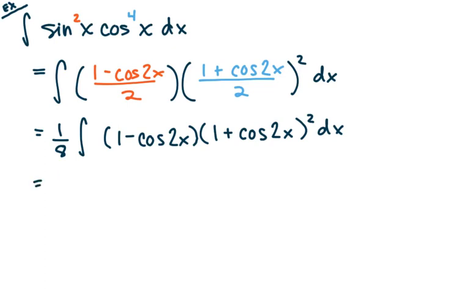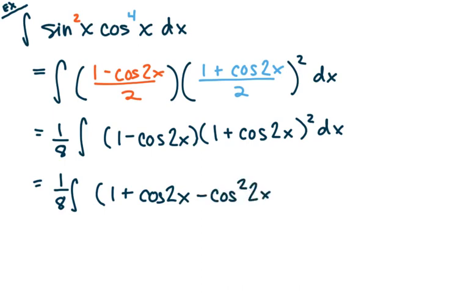With some repeated multiplication, that gives me 1/8, multiplying all of that out, I'm going to skip that step, 1 plus the cosine of 2x minus cosine squared of 2x minus cosine cubed of 2x dx. So I FOILed this binomial. I got 1 plus 2 cosine 2x plus cosine 2x quantity squared, and then I took those 3 terms and multiplied it by these 2. I end up with this polynomial-esque looking piece here.